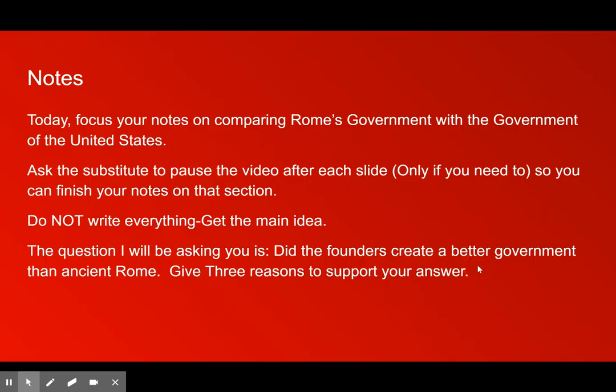Again, what is the focus of your notes today? You're comparing Rome's government with the government of the United States. And the question: did the founders create a better government than ancient Rome? Give three reasons to support your answer.